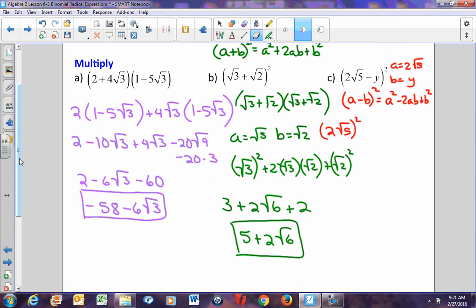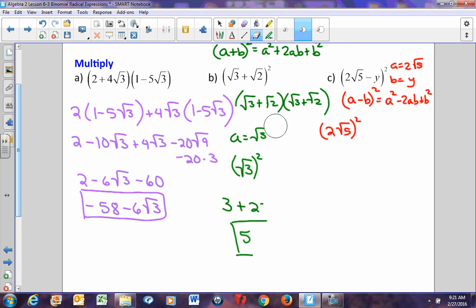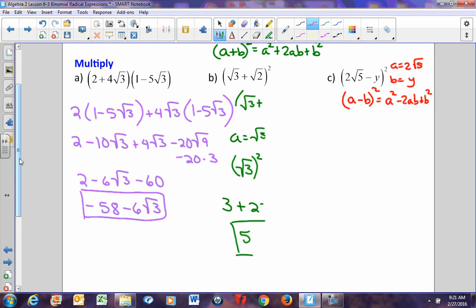I'm just going to erase this other stuff. I've already got it. If you missed it, go back a little bit in the video, you'll find it. I just need space here so you can see. There we go. Now I have space. So I have 2 square roots of 5 quantity squared minus 2 times a, 2 square roots of 5, times b, y, plus b squared, y squared.